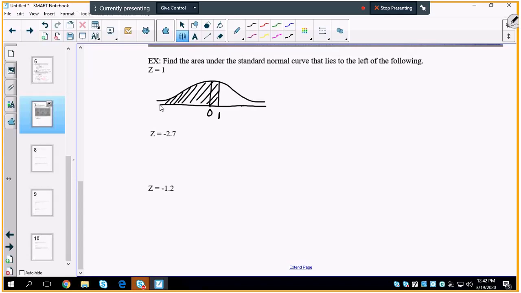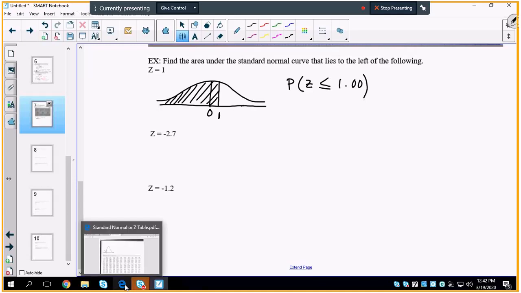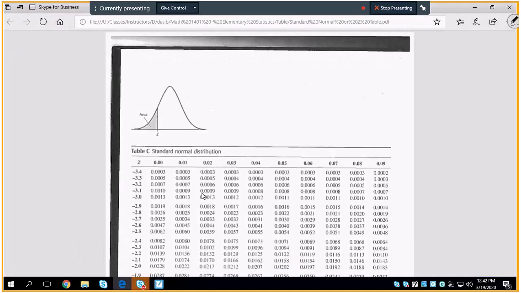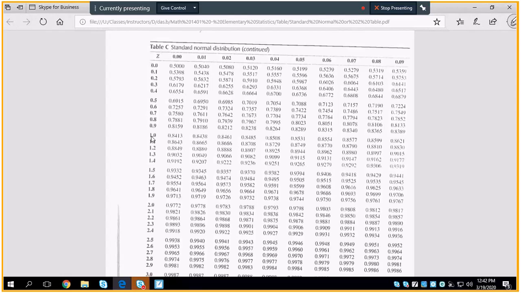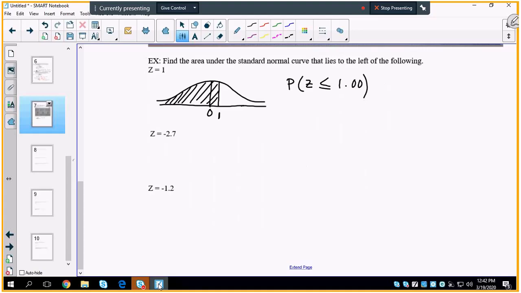So I'm going to write, this is the probability of z less than or equal to 1.00. That's what I'm looking for. Since the z-score is positive, I will go to my standard normal table, on the second page, the positive page. See, 1.00 is this row and this column, and the value is 0.8413. It answers your question. So this is equal to 0.8413. Pretty simple.